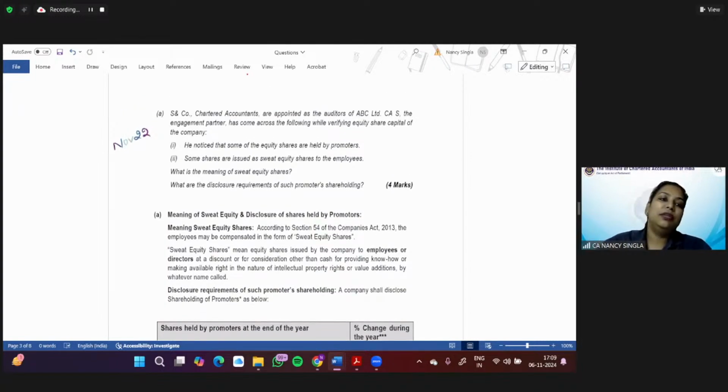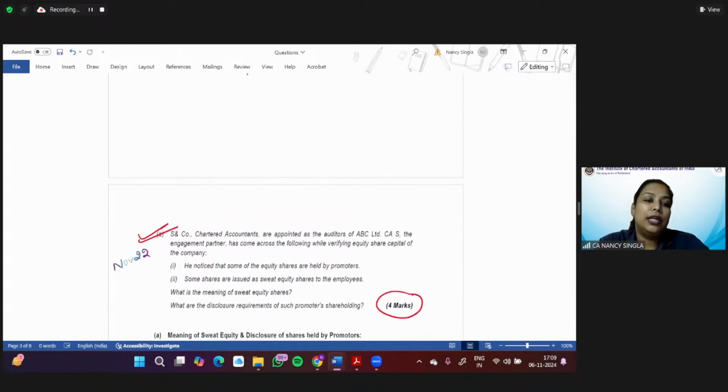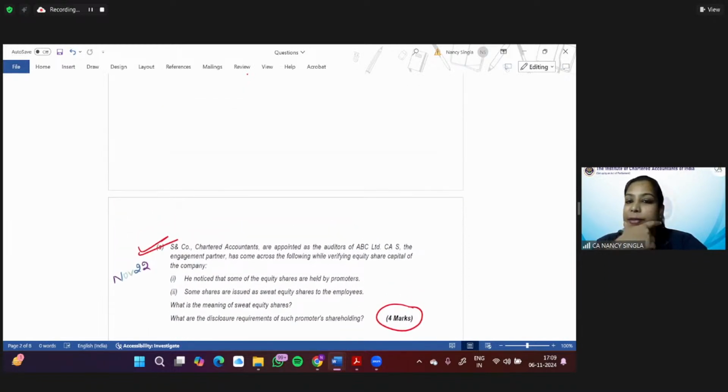Read this November 22 question. This is a 4-mark question and a very good question. Just read this question. Do not look at the answer. I'll try to hide it. And now send me the reply. Two things are being asked in this question. You are required to give a specific answer with respect to both the things.